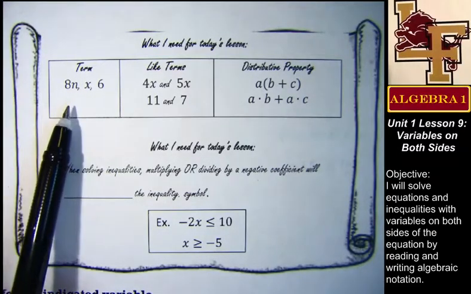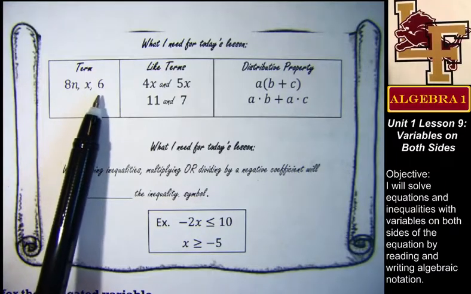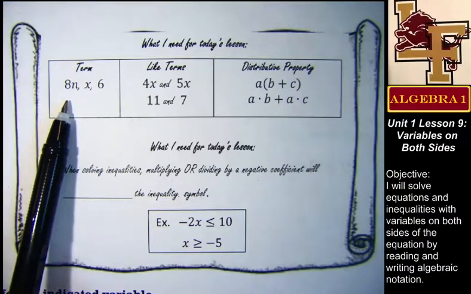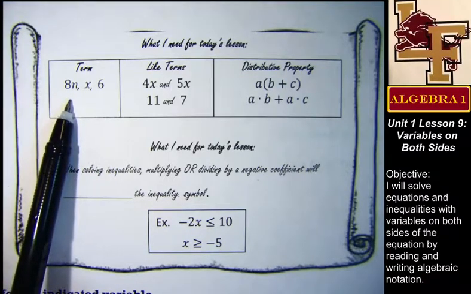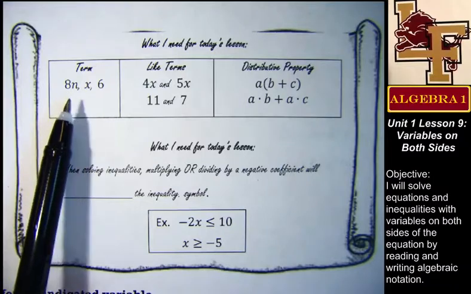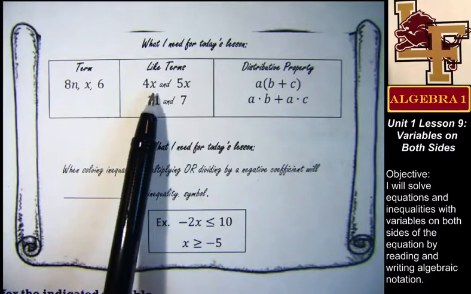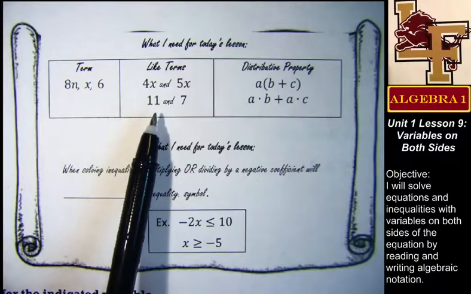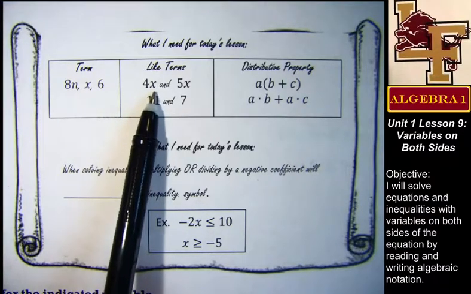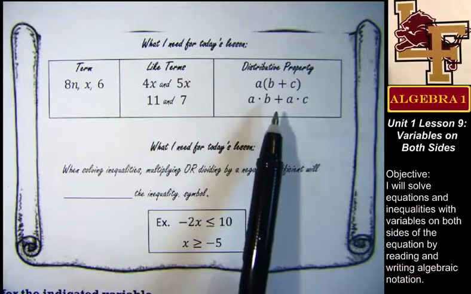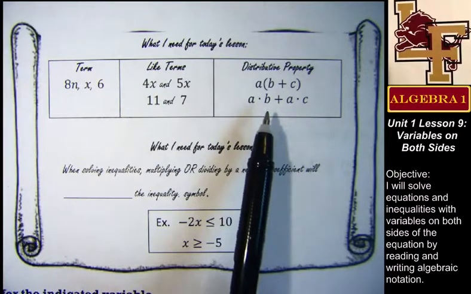We need to be able to talk about terms. Remember, terms are variables by themselves, constants by themselves, or a variable with some sort of coefficient. So it's going to look like this, 8n. We're going to need to be able to identify our like terms. Remember, like terms are either constants or things that have the same variable with the same power. And we're going to make heavy use of the distributive property.